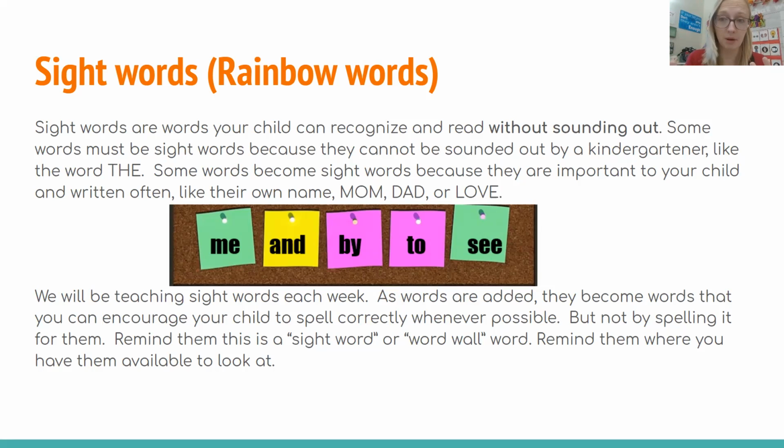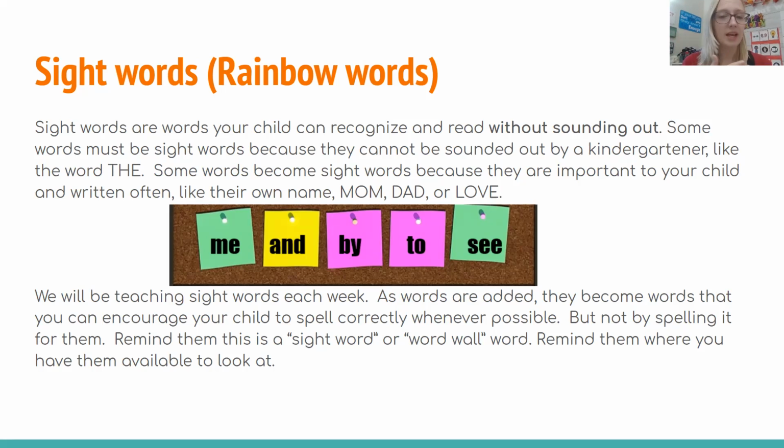That's the fluency part. Some words must be sight words because they can't be sounded out, like in kindergarten, the word the. I can't sound out the. It does not make the same sounds as what I see it as. Some words become sight words because they're important and they write them often, like their name, mom, dad, or love. So when they write them often enough, it becomes a sight word because they know it, okay?